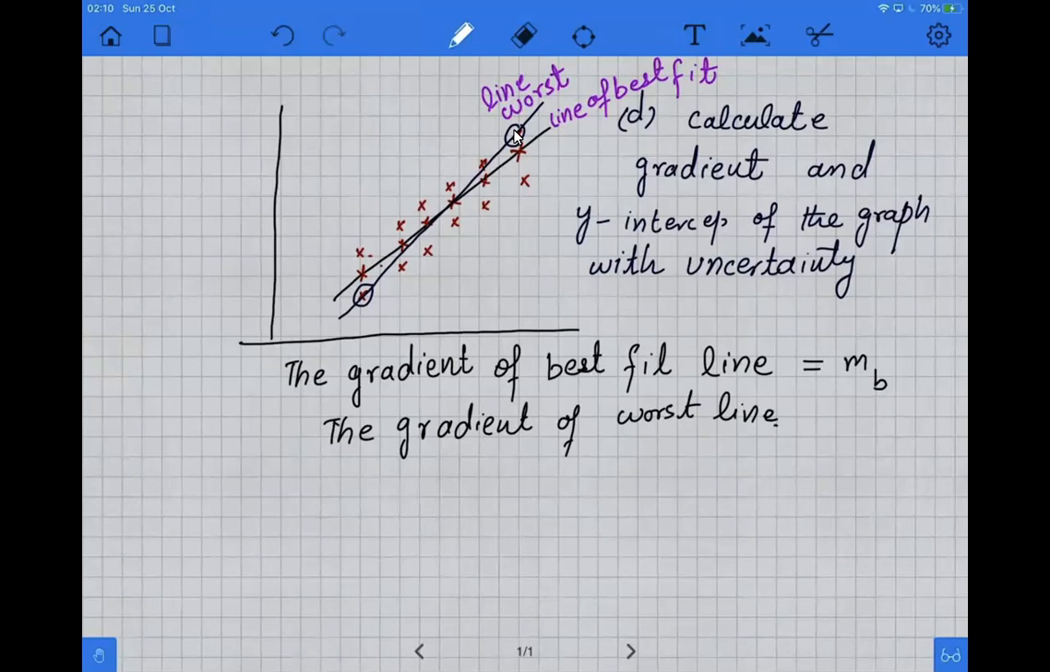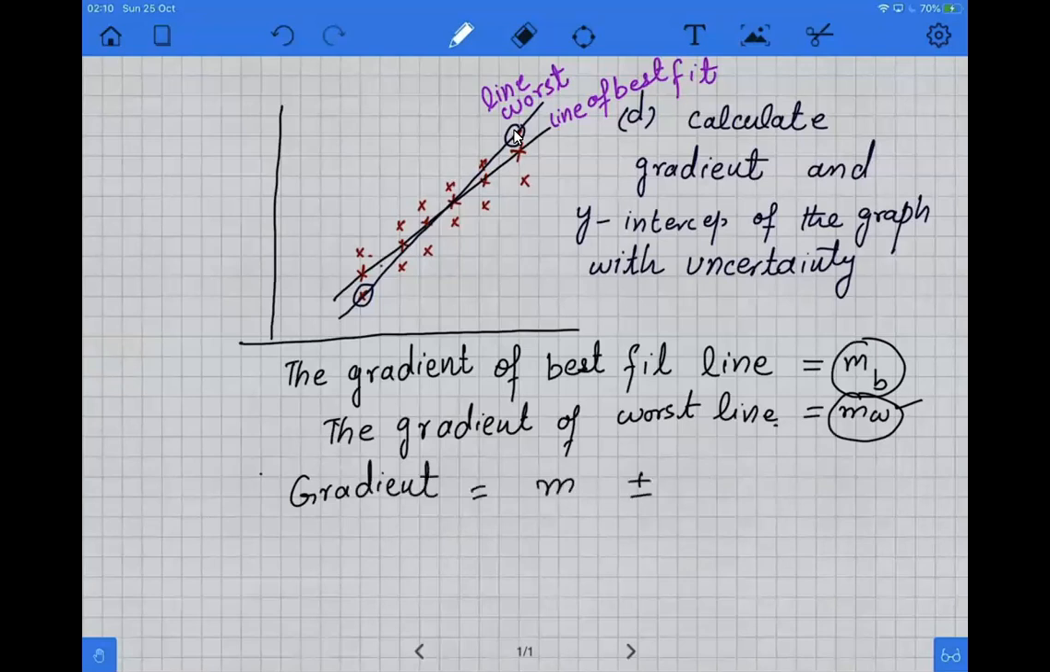The gradient of the worst line is MW. So you will calculate the gradient of both the lines, the best fit line and the worst acceptable line. And the answer of the gradient would be M plus minus delta M. MB will be the gradient of best fit, plus minus delta M will be gradient of the best line minus gradient of the worst line. So the difference is the error, and the gradient of the best line is the gradient.